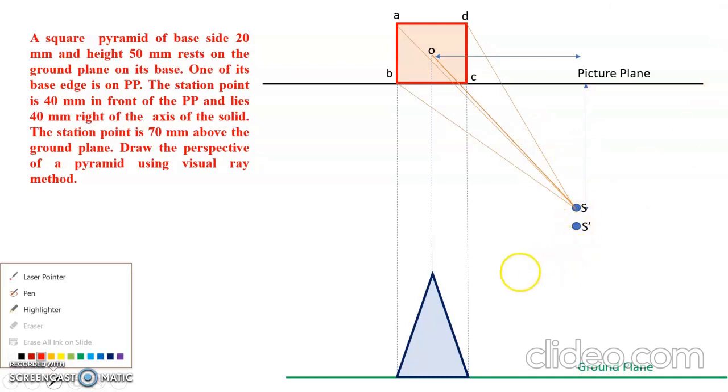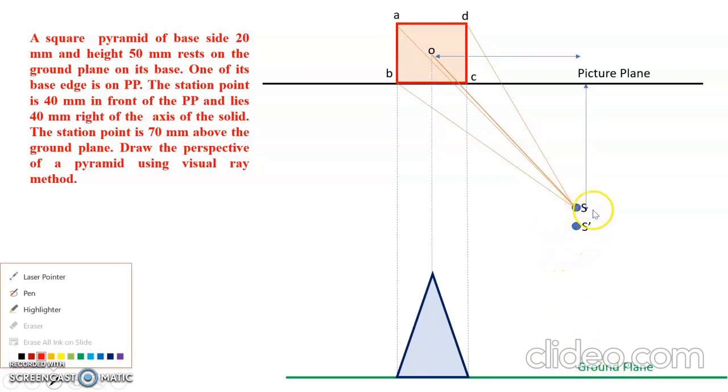And then we need to draw the ground plane. This ground plane is how much? 70 mm below the station point. So they have said inversely the station point is 70 mm above the ground plane. First we need to draw the ground plane, and then 70 mm.